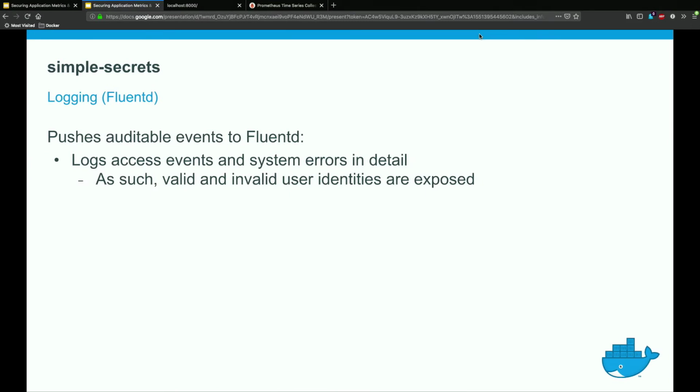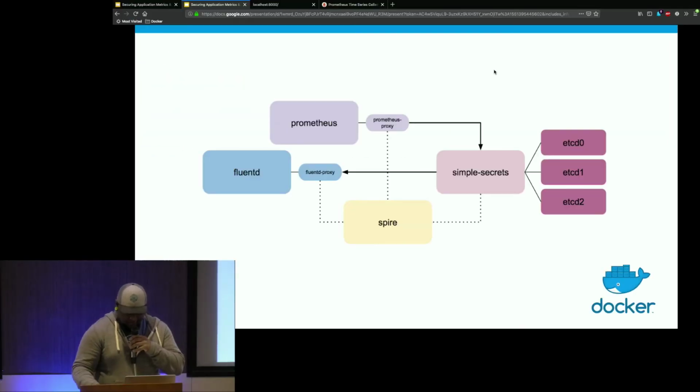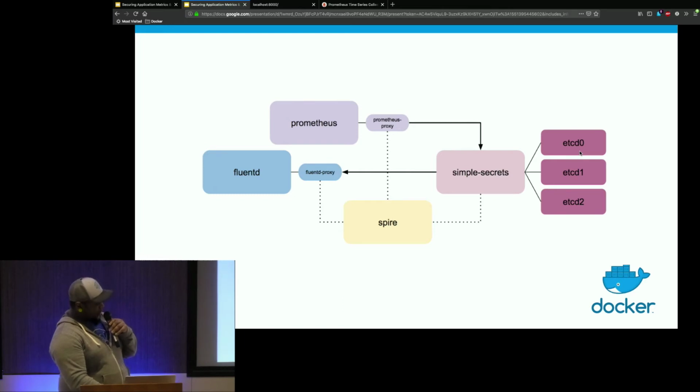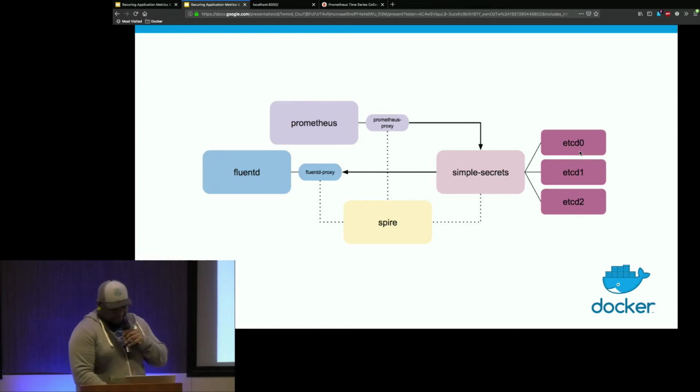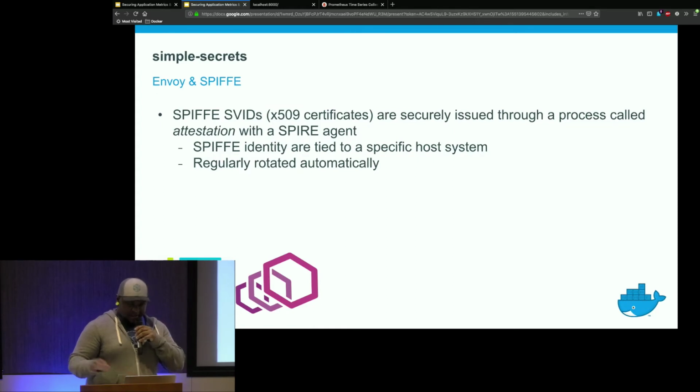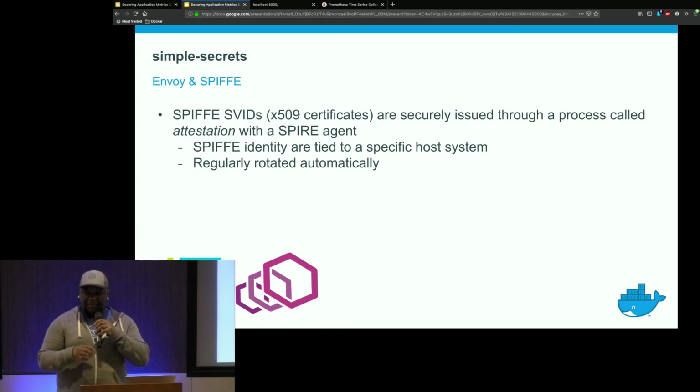All right. So this is a little bit of an overview of what the application looks like. We have this API that sits in front of etcd 0, 1, and 2. There's a Spire server, which I'll get to in a second. But we do have these proxies. These are Envoy proxies that sit in between Prometheus and FluentD. So show of hands in the room, how many people have used Envoy before?